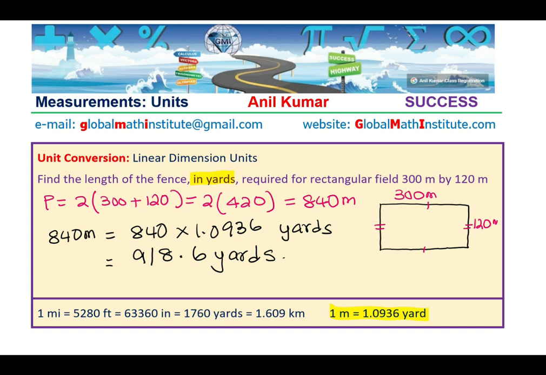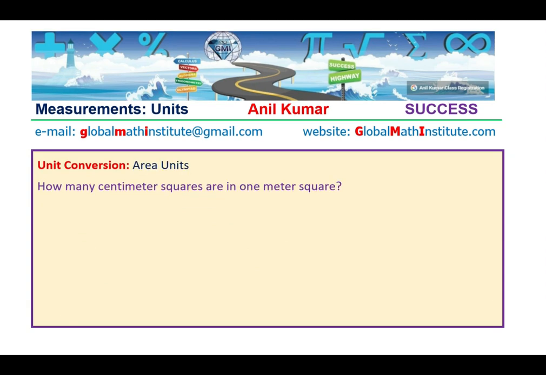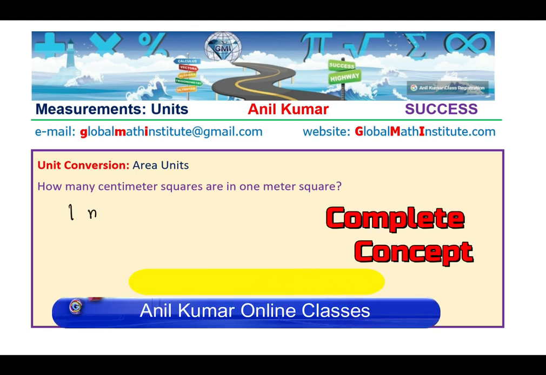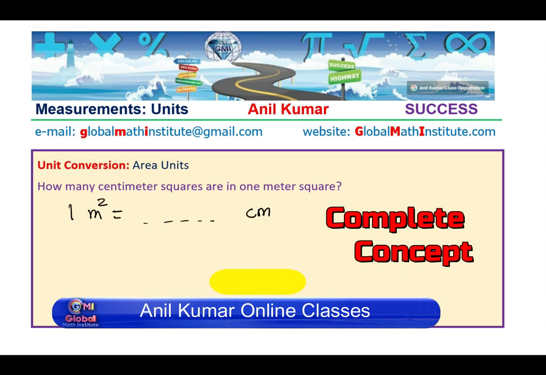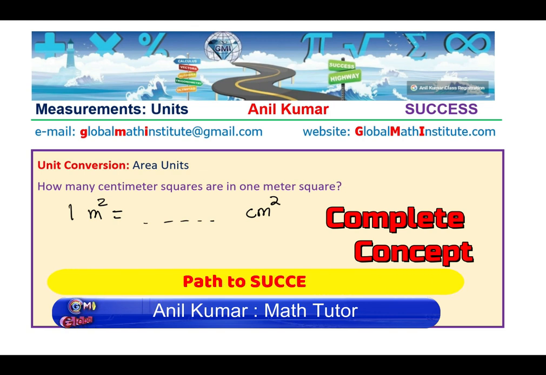How do we use conversion of units in word problems? Let's move forward. And now we are getting into area. Now, area is length into width for a rectangle. Here, the question is how many centimeter squares are in 1 meter square? So, 1 meter square equals how many centimeters square? That is what you need to figure out.